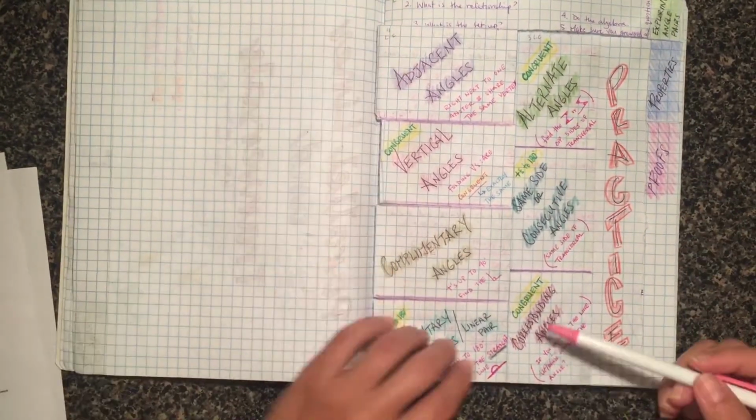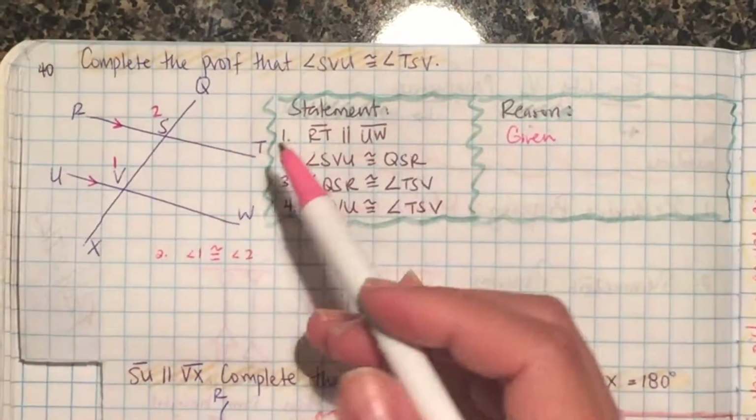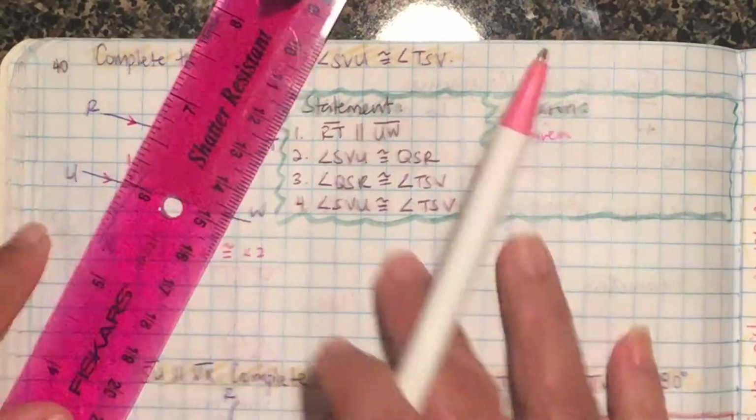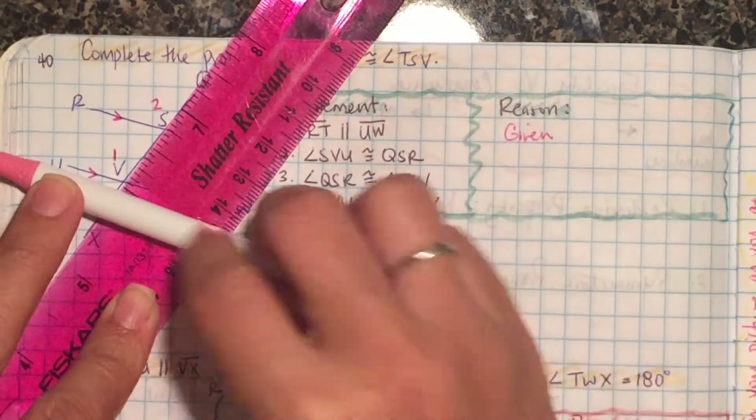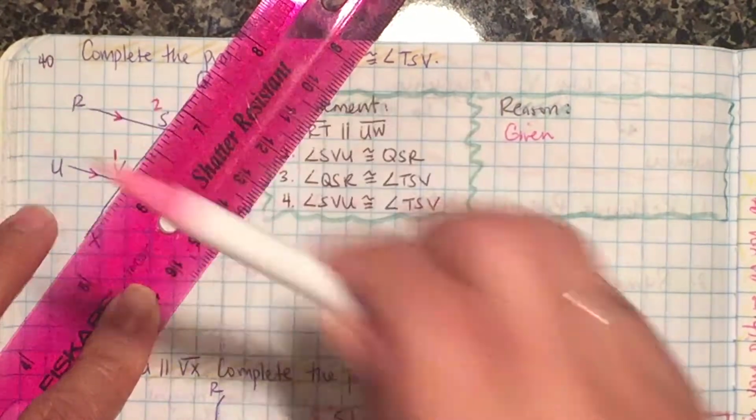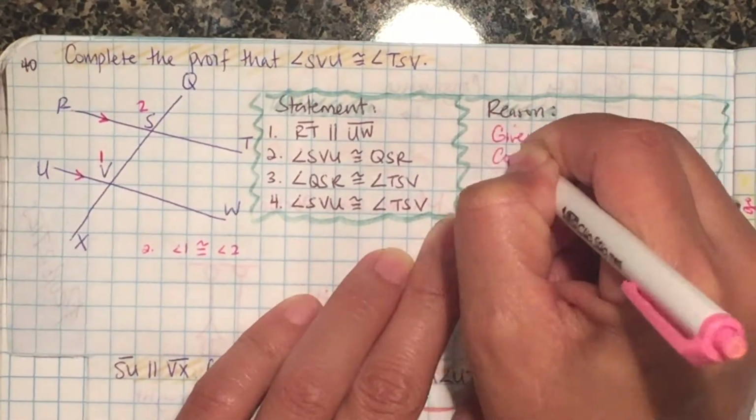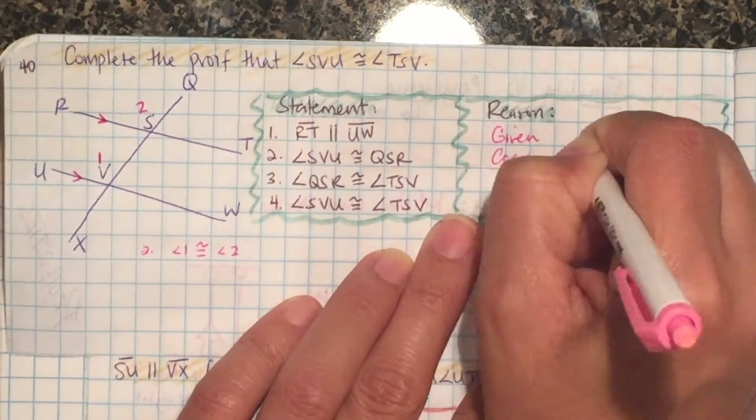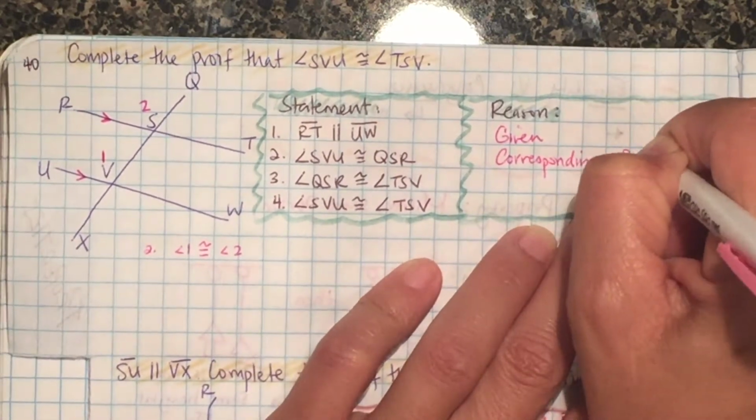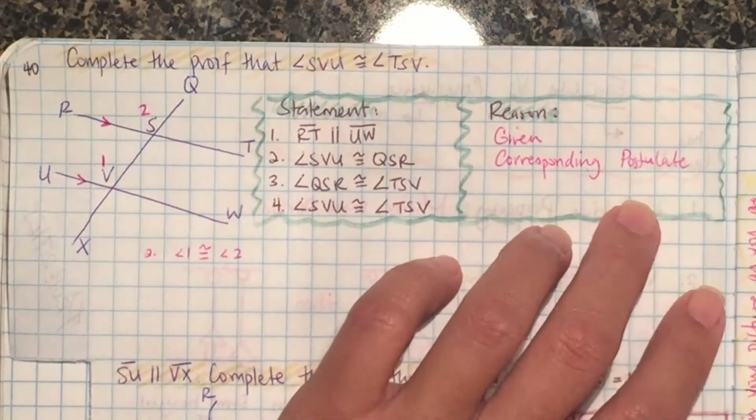Again, these are all the reasons that you're going to find. So it's actually corresponding. You should know this by now. So angle 1 and angle 2 are corresponding. Let me show you why. If you take your pen and you move it up, it's going to be in the same place. So corresponding postulate is the reason why. And all postulate means, because it's the first time I'm telling you about it, is a proven fact.